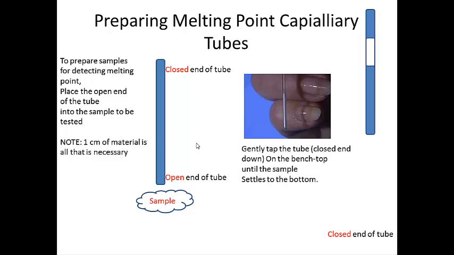All right, so to make your sample, you take the capillary tube, the open end, and you just put it down into the sample, twist it a little bit to get some sample in the tip, and then you turn it over, and the closed end is here. Then you just tap it on the bench top, and you keep tapping it until the sample goes to the bottom. You only need about 1 centimeter of material. It's very simple, but if you have problems with this tomorrow, I'll help you with it.